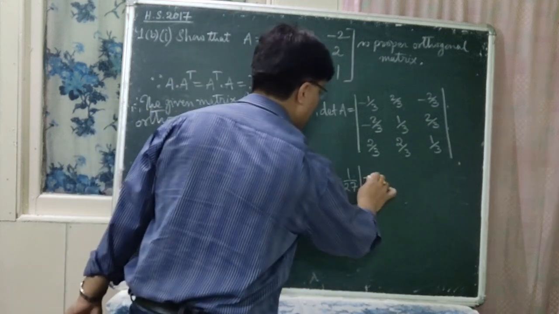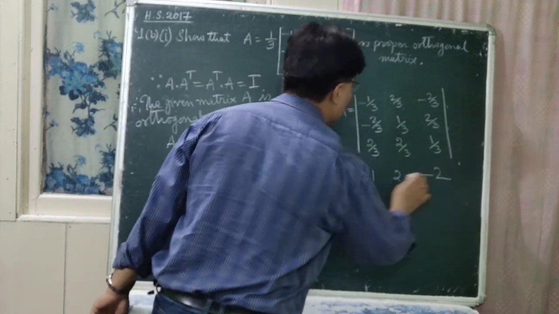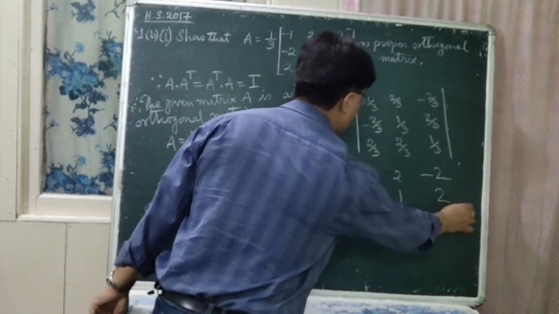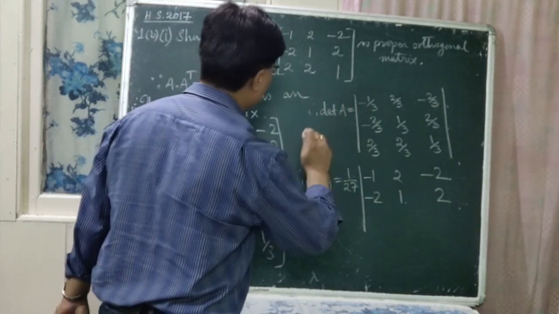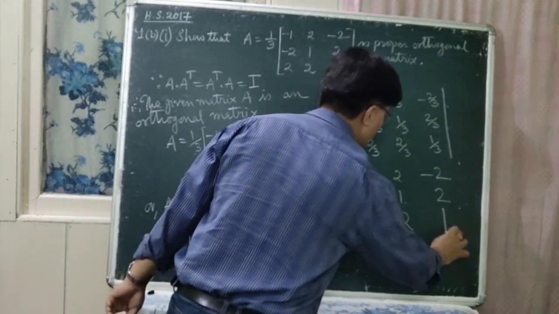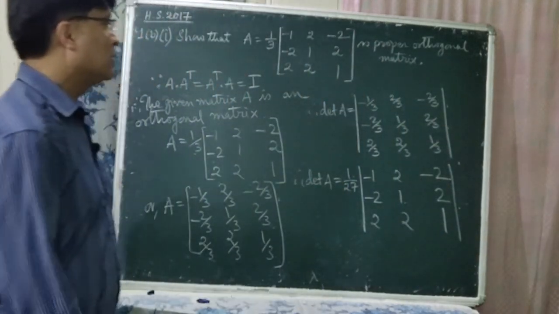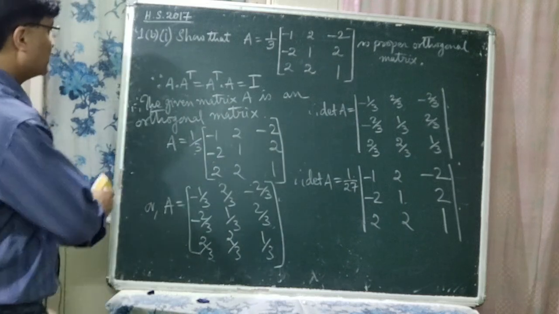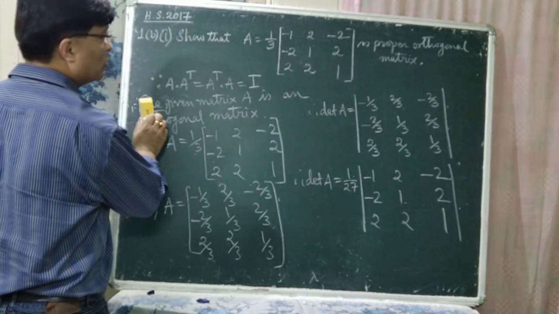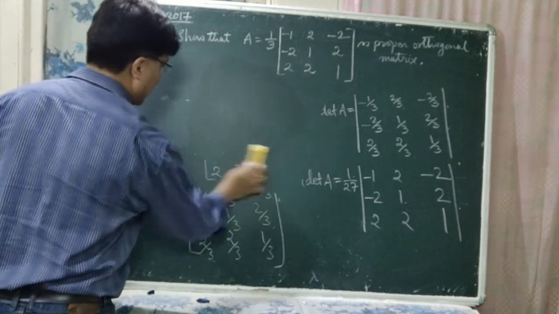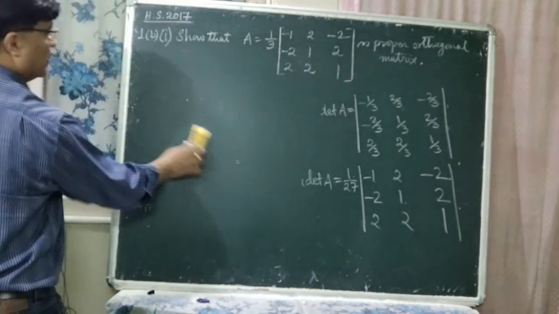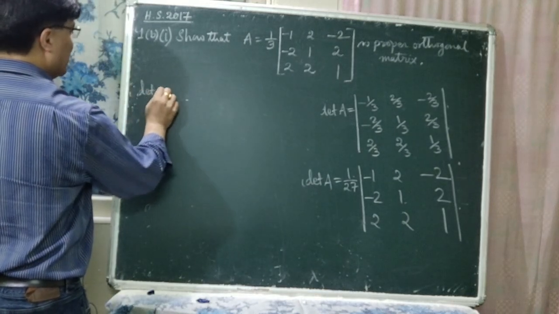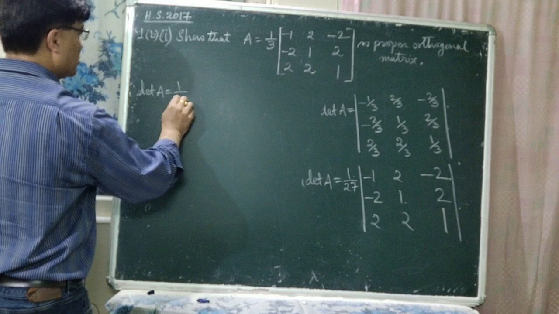Then it will be minus 1 2 minus 2, minus 2 1 2, then 2 2 1. So I think you have understood it. Is that clear? Now you can expand it. Det A, keeping 1/27 as it is, therefore det A is equal to 1/27.